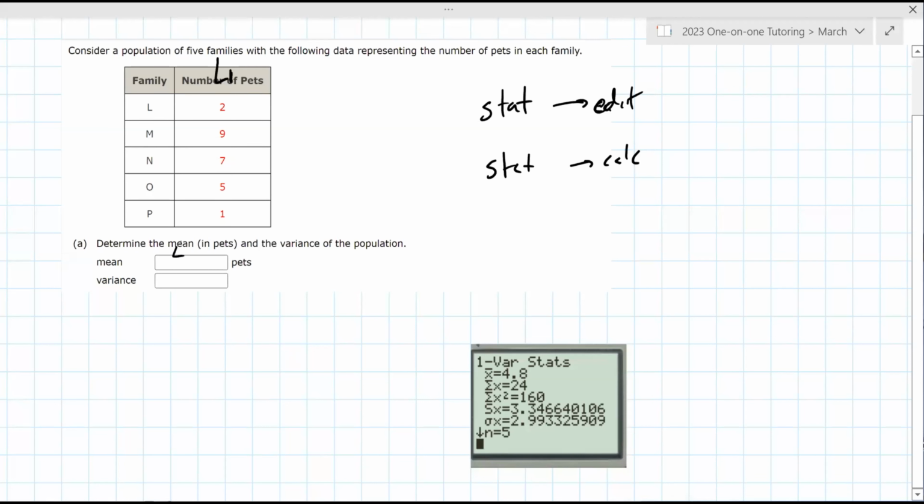Okay, so the mean is 4.8. That's this X bar here. That's the mean. The variance is not given. You have to square, and the question is, well, is it sigma or is it S? It comes down to whether we think this is a population or not. It does say population, so that means to use sigma. So you're going to square this number here.